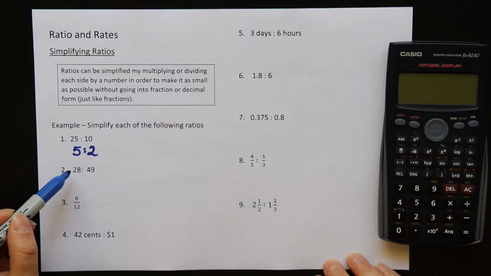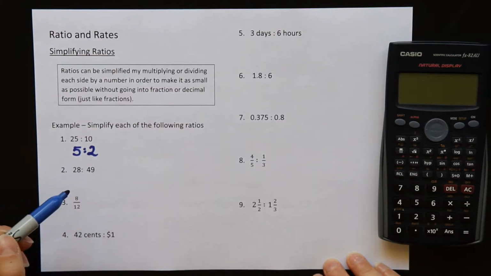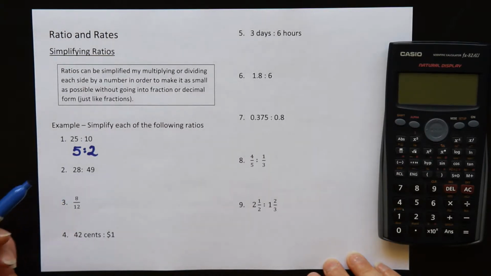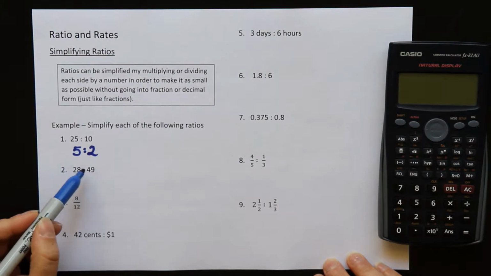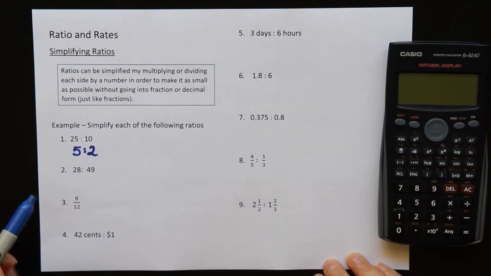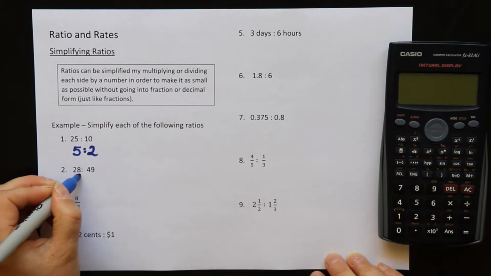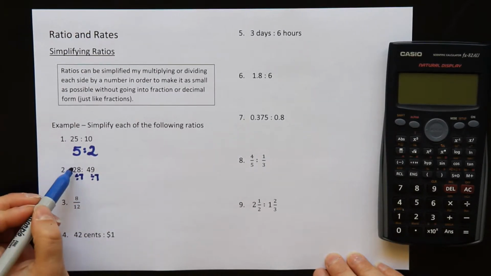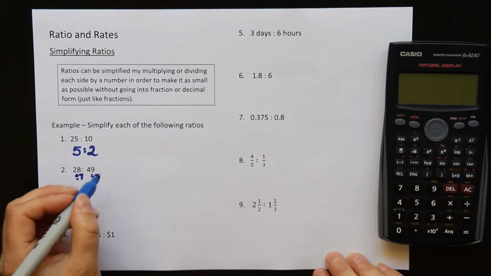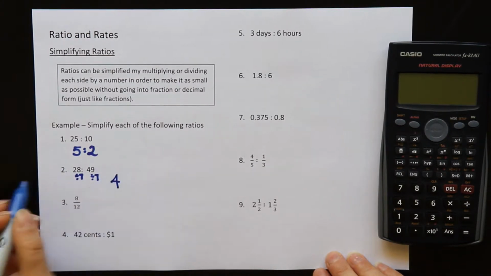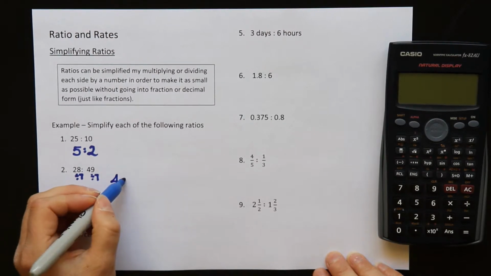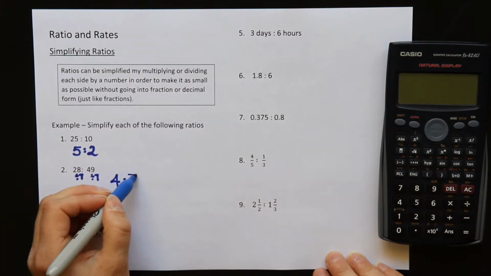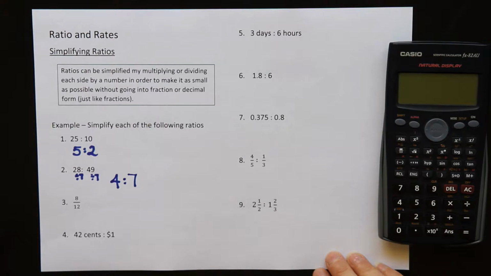Question 2, we have the ratio 28 to 49. We have a look at those and say, what can we divide each of those numbers by? We could divide each of them by 7. You can even write that down if it helps. You have to do the same thing to both of them. 28 divided by 7 is 4, and 49 divided by 7 is 7. And again, that is as simplified as it's going to get.